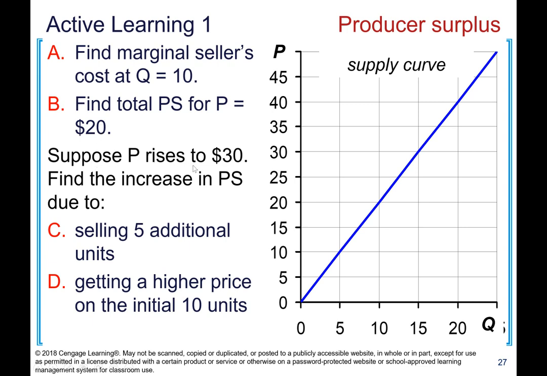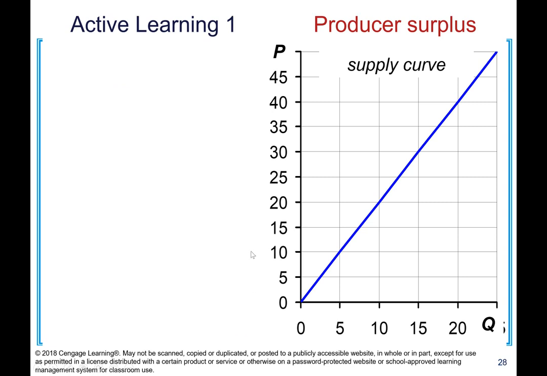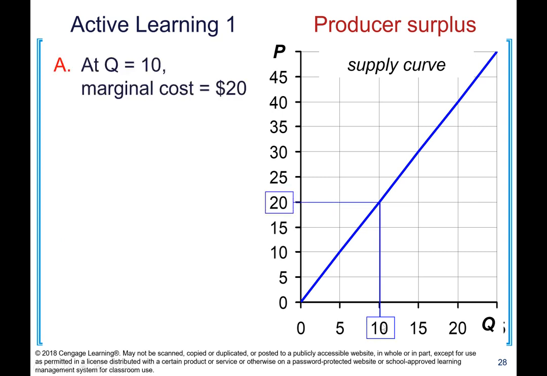Then suppose price rises to 30. Find the increase in producer surplus due to number C, selling 5 additional units, and number D, getting a higher price on the initial 10 units. Let's look at the answers. At 10, the marginal seller price is 20.